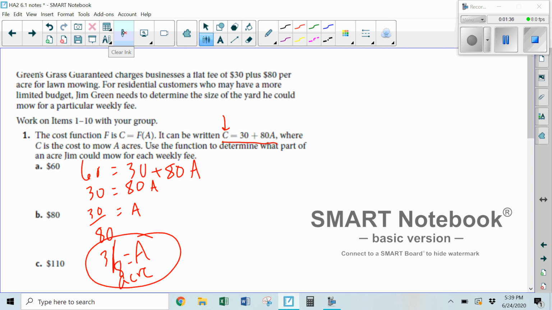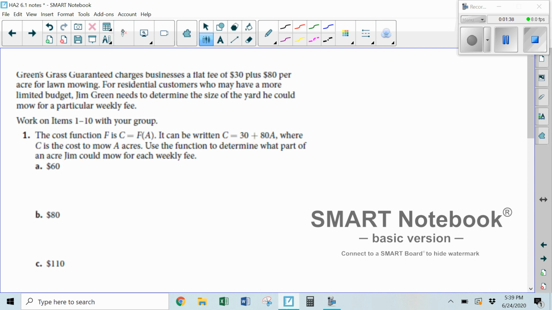Go ahead and do B and C. Figure out how many acres. Pause the video. For part B, you should have gotten 5/8. And for part C, 1 acre.